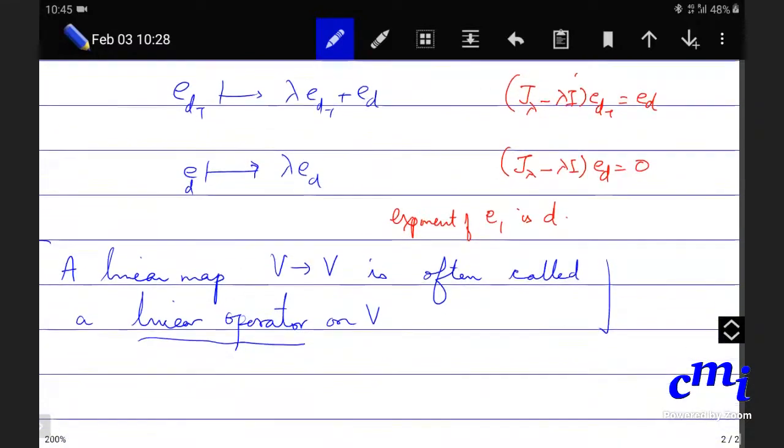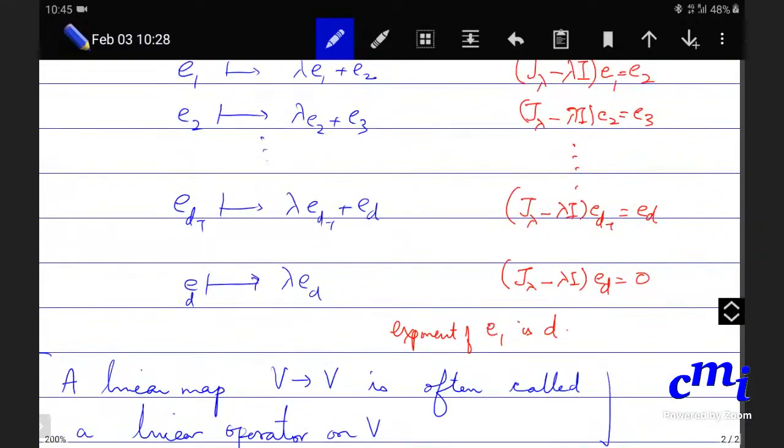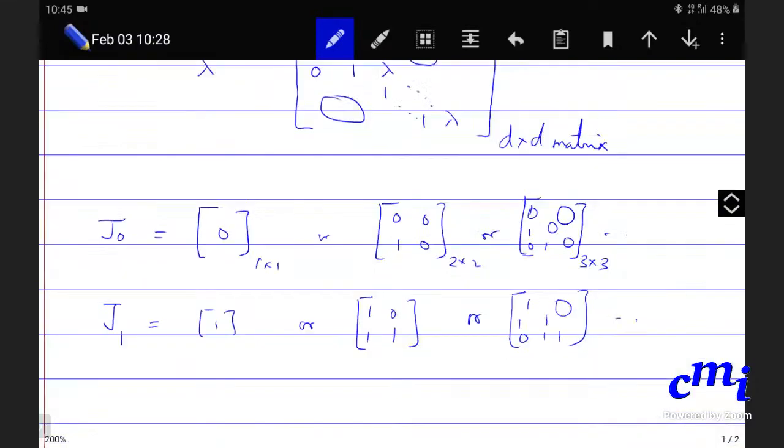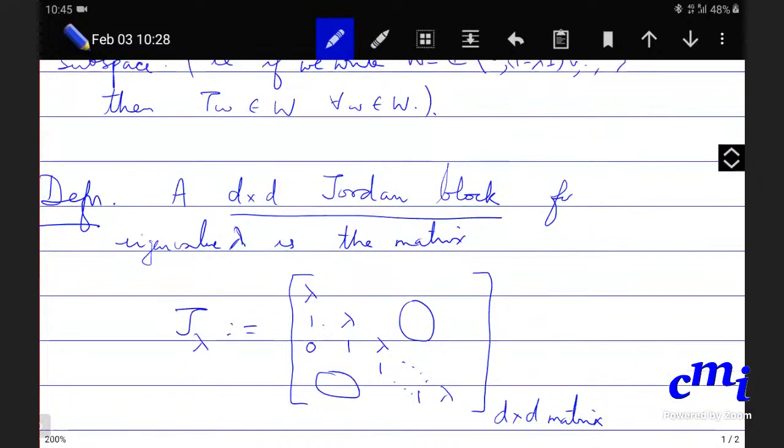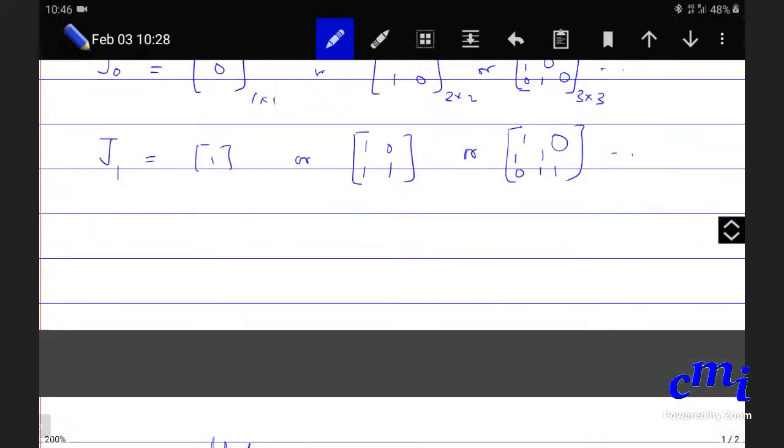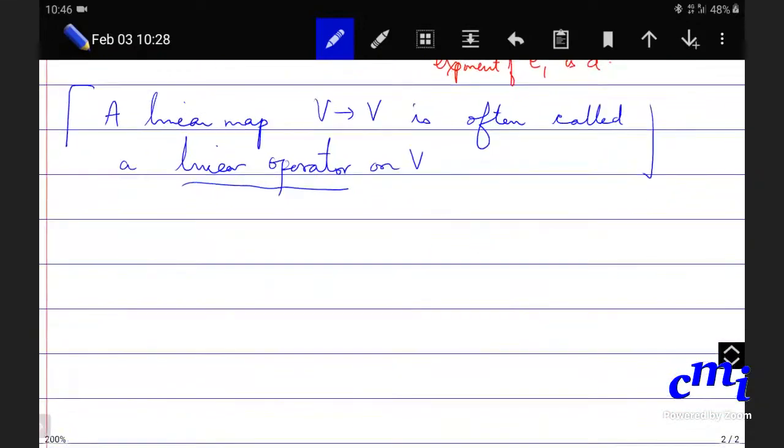So this matrix precisely captures the relation that we described yesterday. Starting with one generalized eigenvector, we can build a basis for a subspace. Here it is just for the whole space. Such a thing is called a D by D Jordan block for eigenvalue lambda.